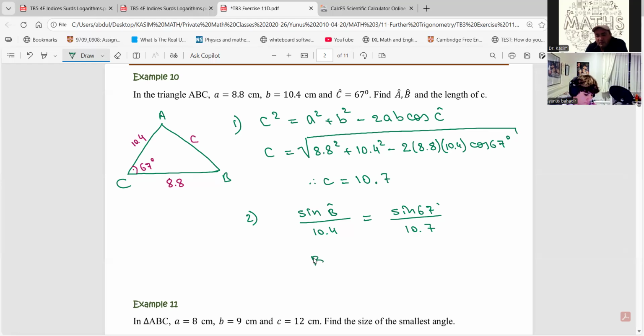Now from this, you can just calculate angle B. What is angle B? B is the sine inverse of 10.4 times sine of 67 over 10.7. You just calculate. What is it to one decimal place?